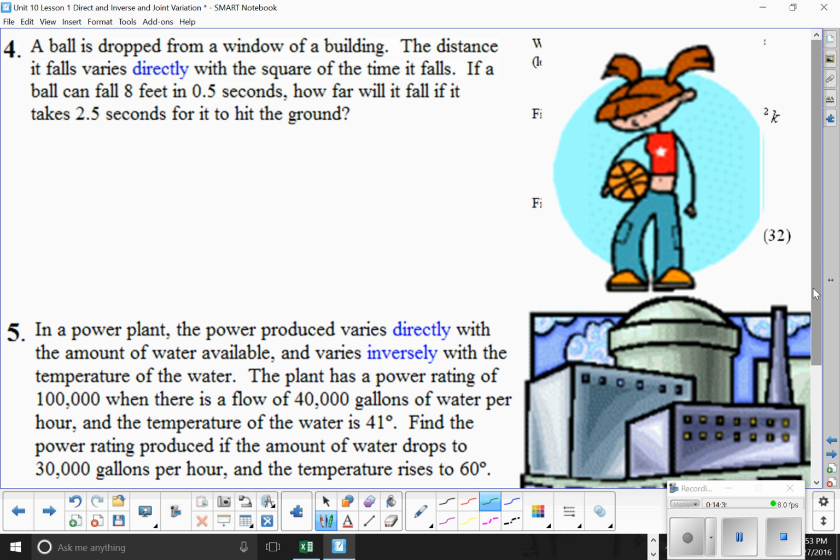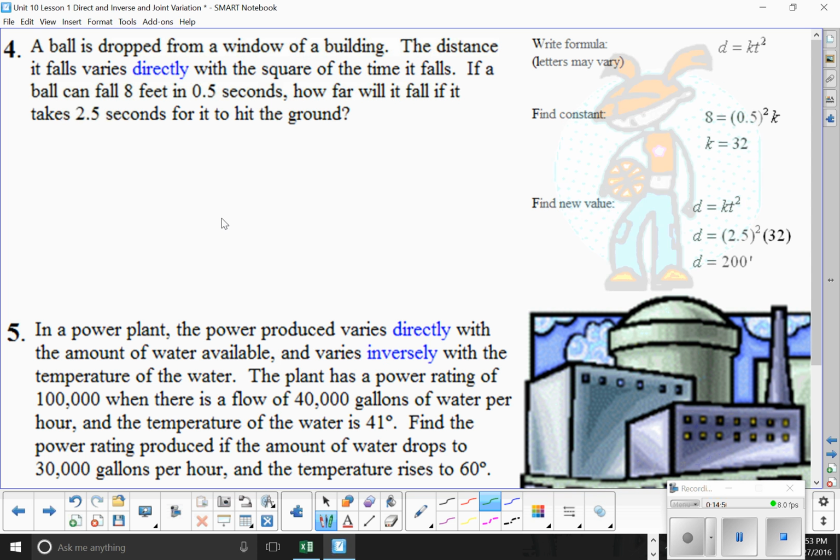And again, you're back. Now this first one, a little bit tricky. A ball is dropped from a window of a building. The distance it falls varies directly with the square of the time it falls. If a ball can fall 8 feet in half a second, how far will it fall in 2.5 seconds for it to hit the ground? Okay? The distance it falls varies directly with the square of the time it falls. Distance equals kt squared. Plug it in. The new value, 200 feet.